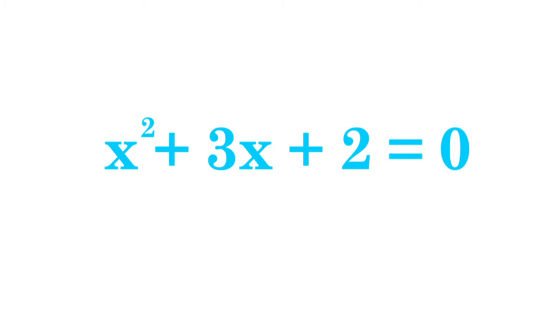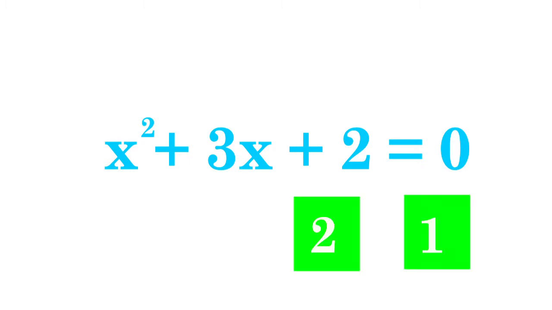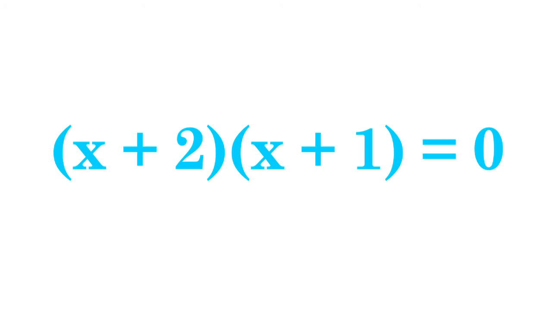First, let's try to factor it into two binomials. So we break 2 apart into factors of 2 and 1, and see if they add together to form the second term in this quadratic equation. And they do. That means we can factorize the quadratic equation as x plus 2 times x plus 1.